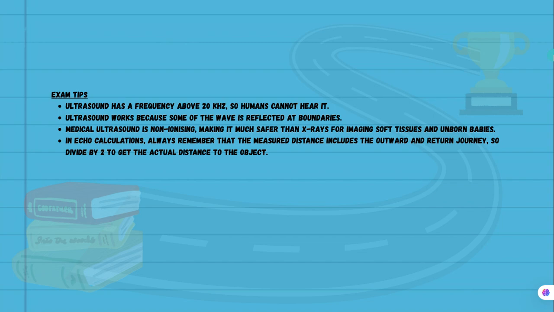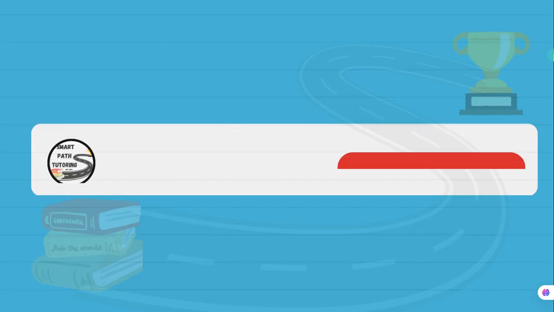Exam tips. Ultrasound has a frequency above 20 kHz, so humans cannot hear it. It works because some of the wave is reflected at boundaries. Medical ultrasound is non-ionizing, making it much safer than X-rays for imaging soft tissues and unborn babies. In echo calculations, always remember that the measured distance includes the outward and return journey, so divide by 2 to get the actual distance to the object.